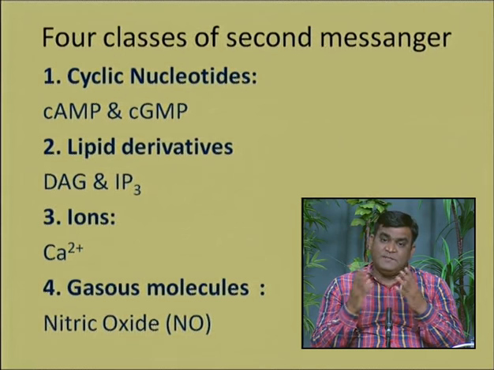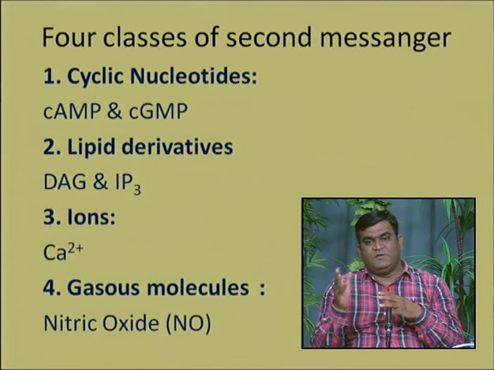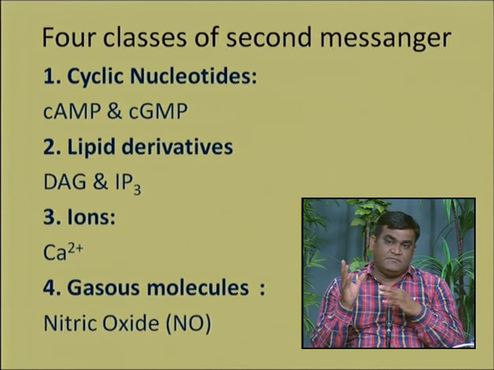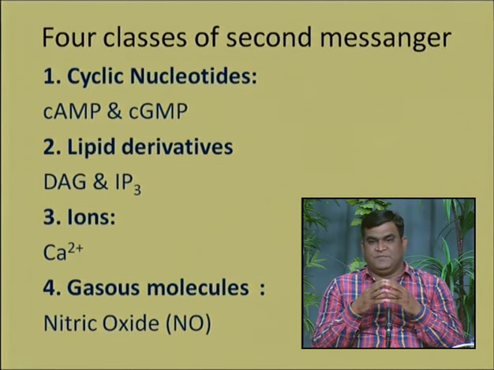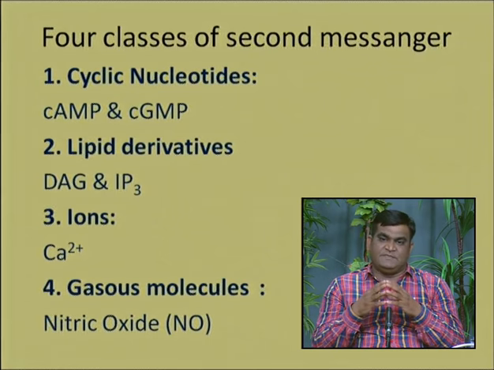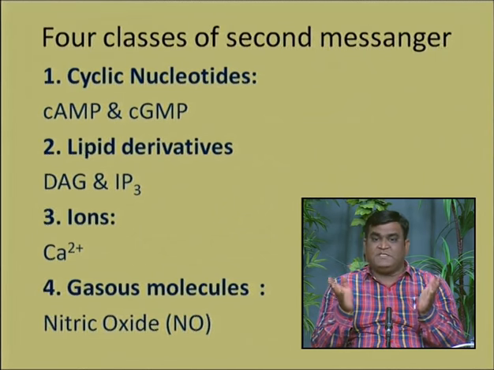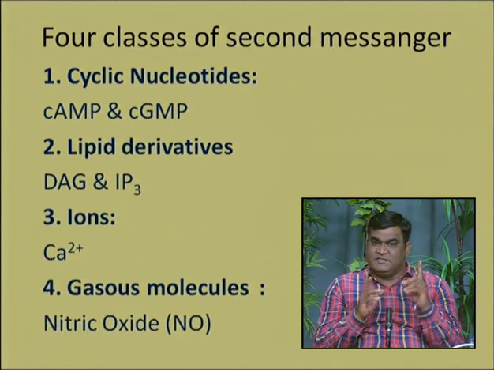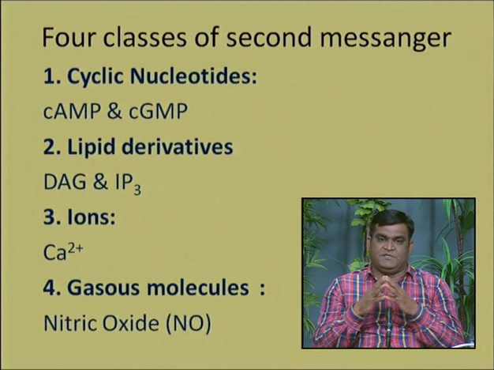Similarly, there are certain lipid derivatives like diacylglycerol or DAG and inositol 1,4,5-trisphosphate, that is IP3. These are generated when the effector molecule is phospholipase C. Whenever the effector is phospholipase C, it will result in the generation of two secondary messengers, diacylglycerol and IP3. Among these two, diacylglycerol is a membrane-bound secondary messenger. This particular fact is also asked in certain examinations.